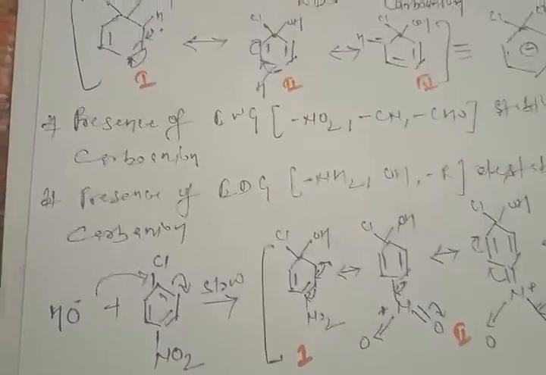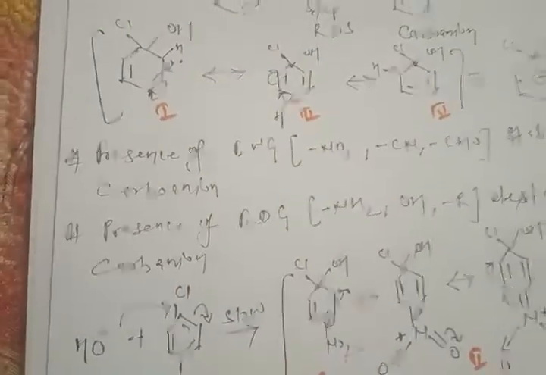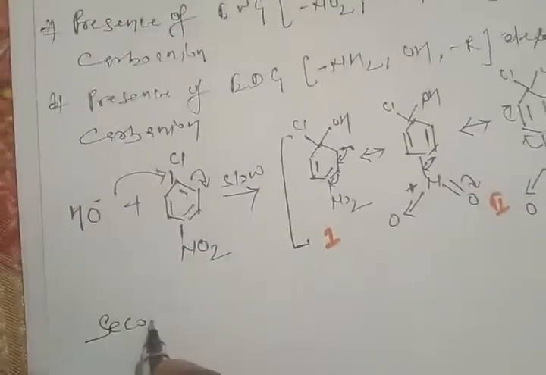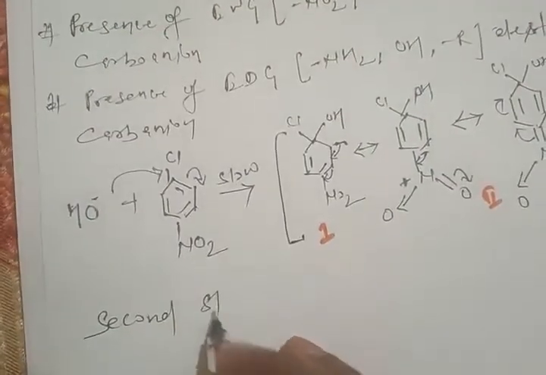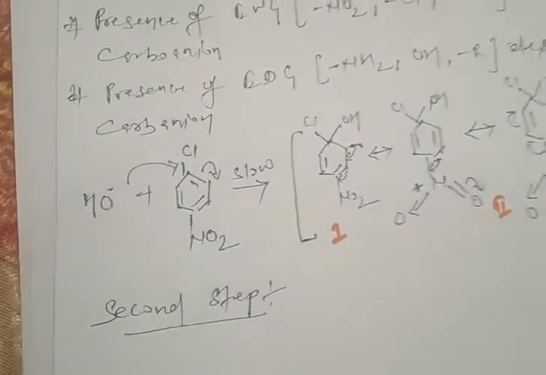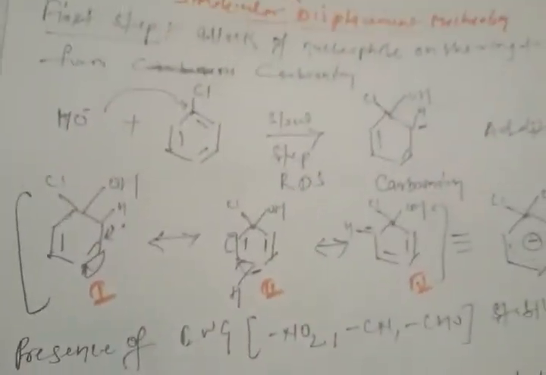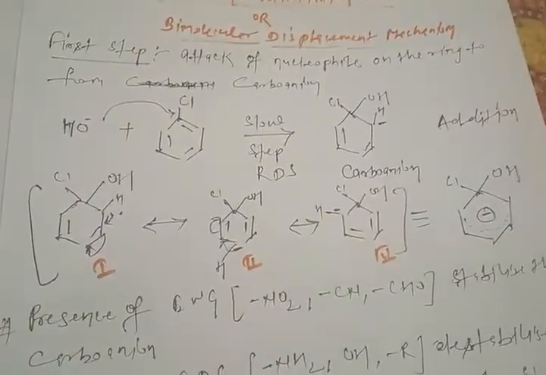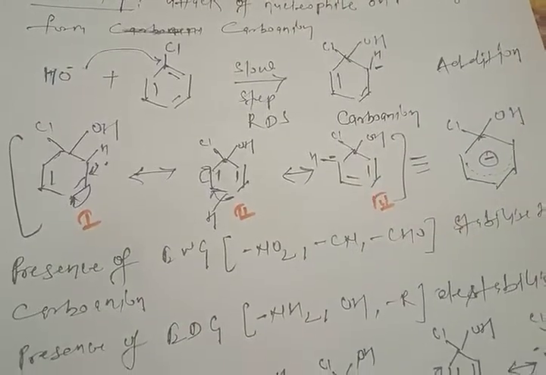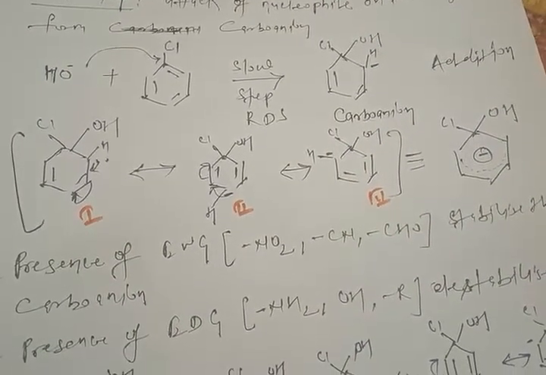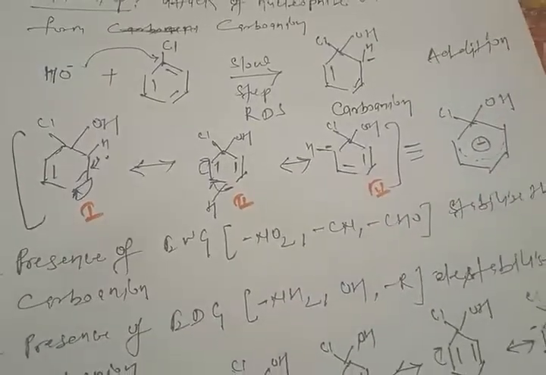And then in the second step, what will happen? First step is the attack of a nucleophile on the ring, okay, to form a carbanion. And second step is the removal of halide ion from carbanion to give the product.